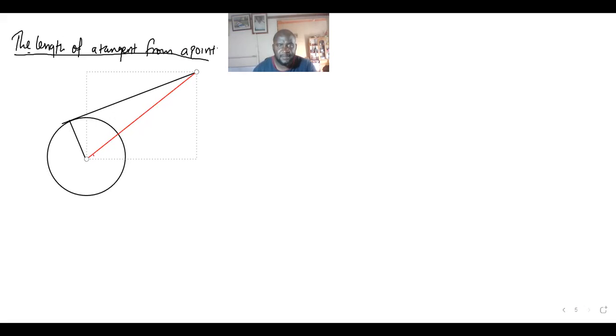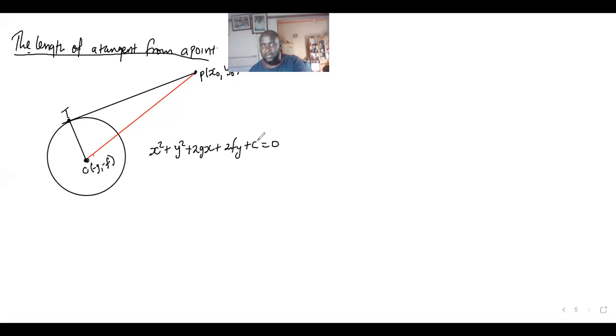Now, take a look at this. We want to find the distance from this point, P, which is (x0, y0). We have a tangent contact here at T, where it touches the circle. We have the center of the circle. If the center of the circle is (-g, -f), then the equation of the circle is x squared plus y squared plus 2gx plus 2fy plus c is equal to 0. So we are assuming we have a circle of that kind.